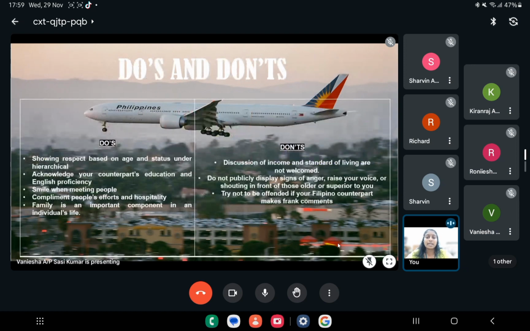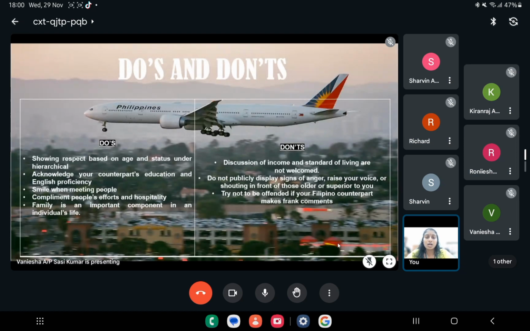Last but not least, next is do's and don'ts. Do's: show respect based on age and status under the hierarchy, acknowledge your counterparts' education and English proficiency. Smile when meeting people. Compliment people's effort and hospitality. Family is an important component in an individual's life. Such as we know, generally we need to respect each other and be responsible in all parts of our life.